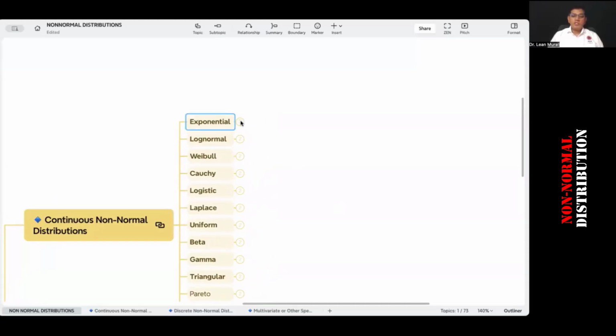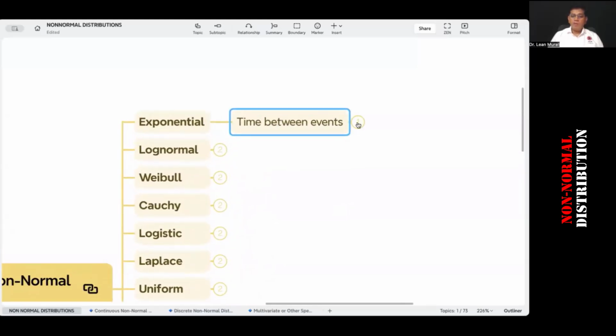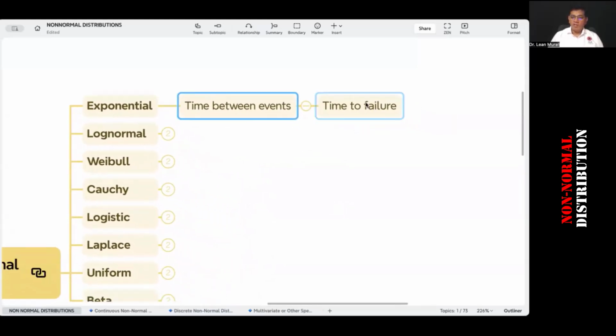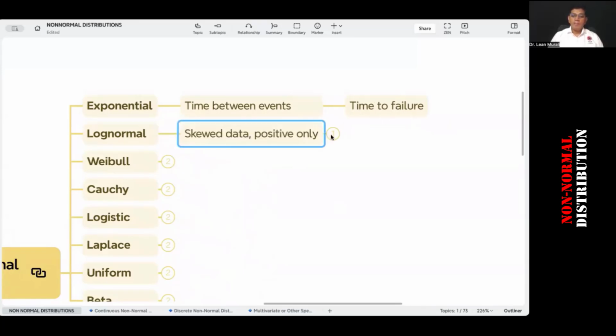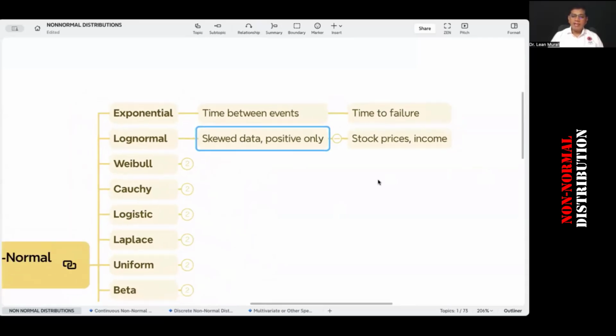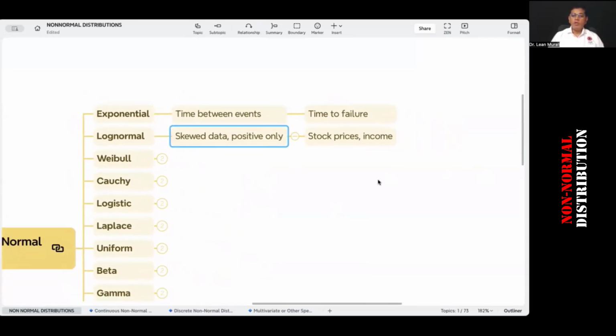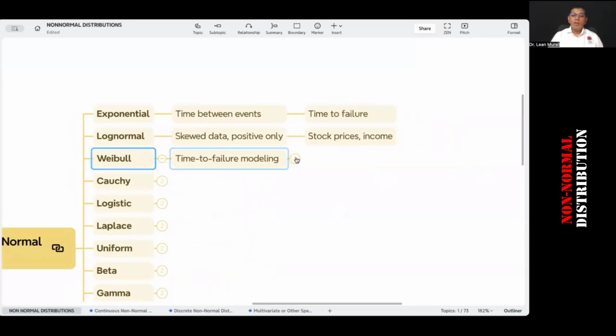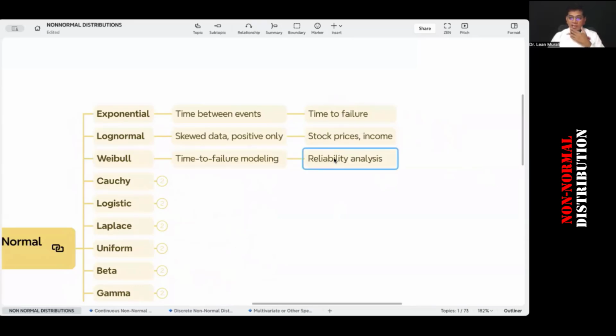Now, exponential distribution, if you see, time between events, the time to failure. I'll share with you the example of this. Log normal, if you see, the case study is stock prices, income, these examples from the log normal distribution. It's a skewed data, positive values only. Weibull is used for reliability analysis.